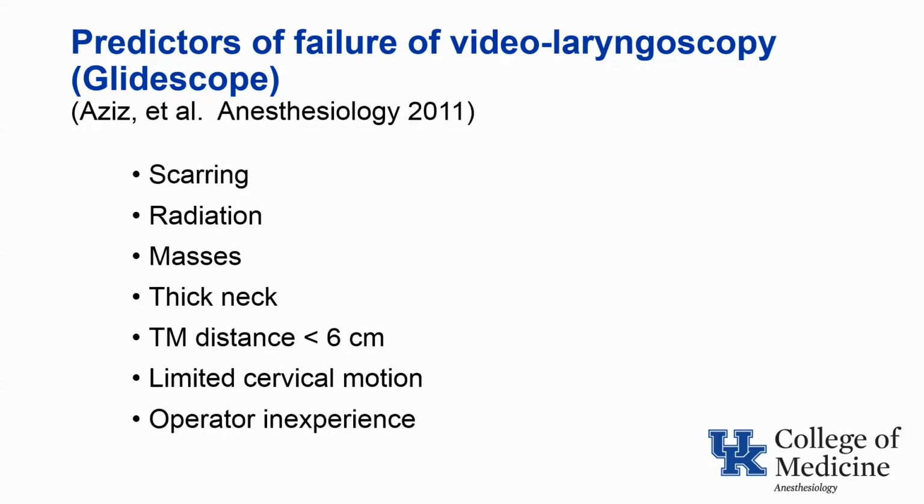There can also be failure of video laryngoscope, and this was summarized in this study by Aziz. We tend to think the GlideScope is the answer to all difficult airways, but there are times in which it is unsuccessful. Now, newer scopes with smaller blades and different angulations may improve upon this, but it's important to recognize that no instrument is going to solve every problem, and thus you have to have all of these various assets in your armamentarium.